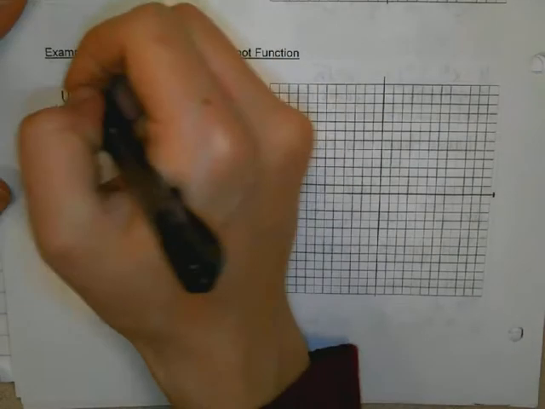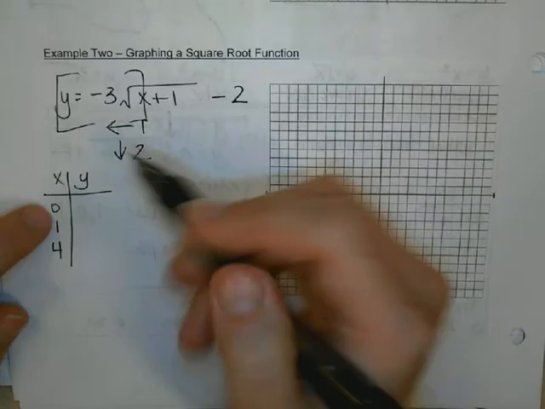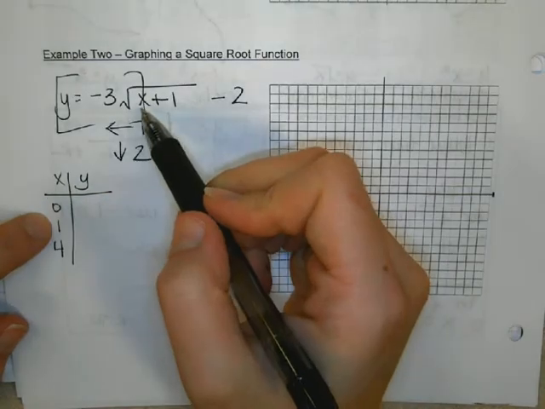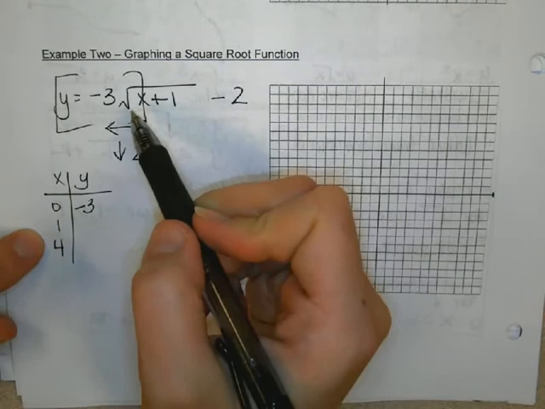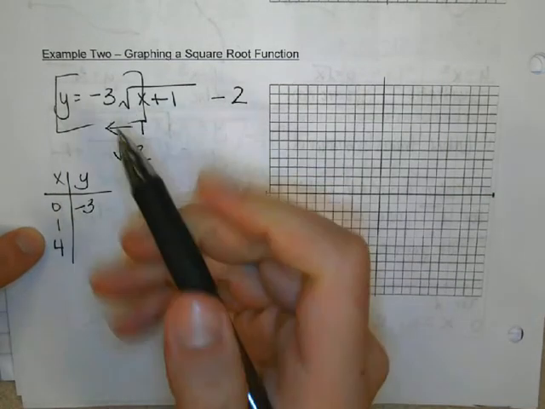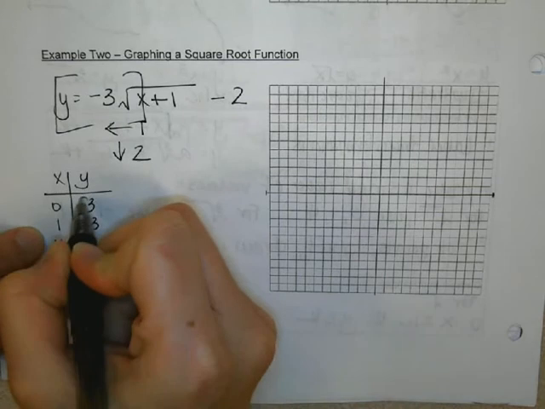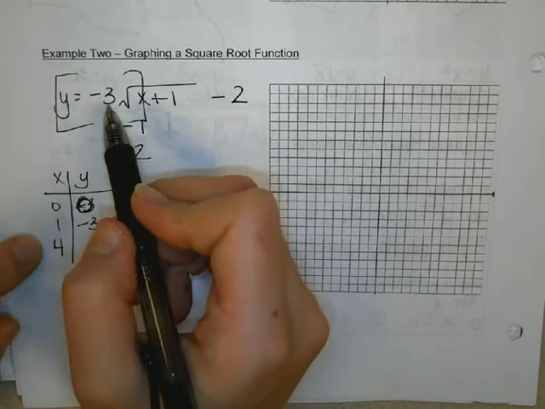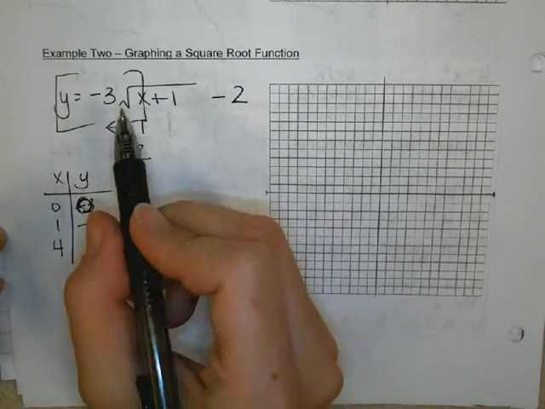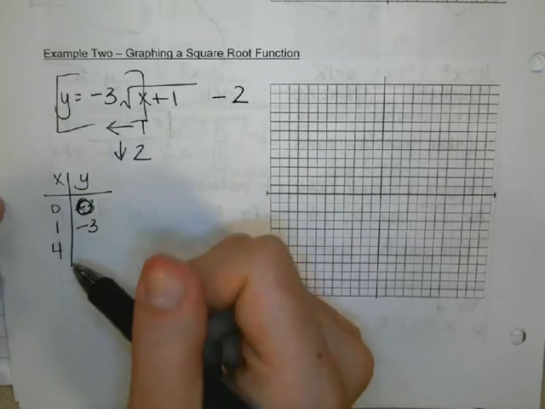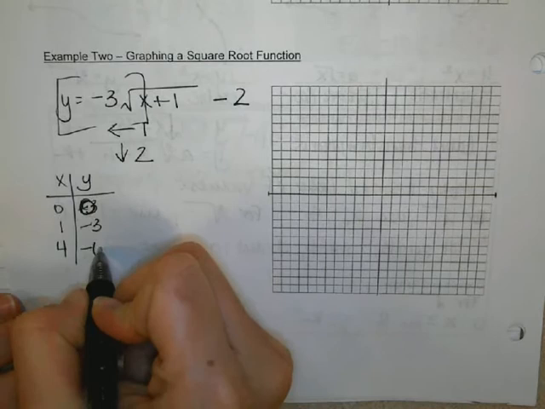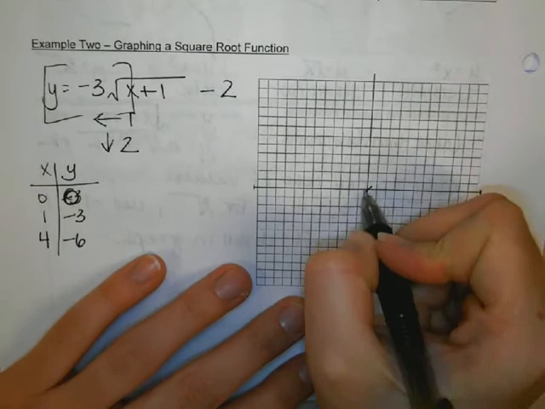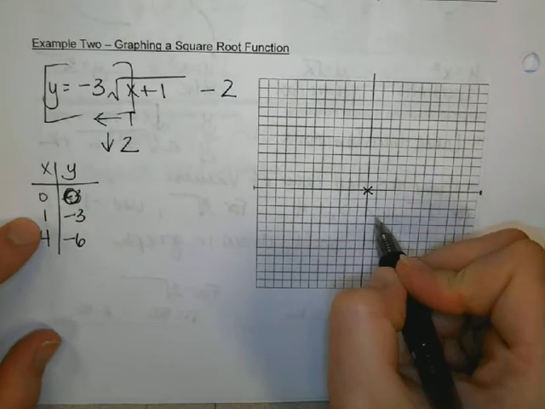When you plug in 0, the square root of 0 is 0. 0 times -3 is 0. Sorry about that. When you plug in 1, the square root of 1 is 1. 1 times -3 is -3. When you plug in 4, the square root of 4 is 2. 2 times -3 is -6. We're going to go ahead and graph those 3 points.